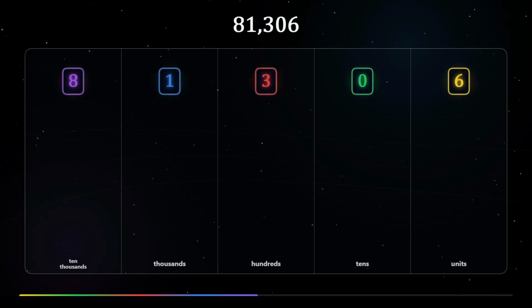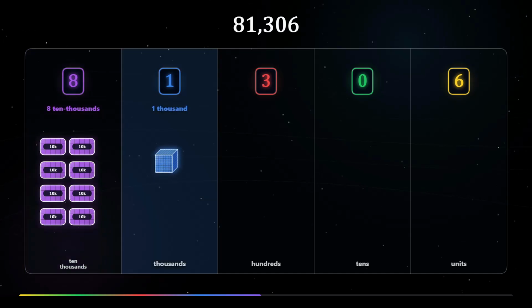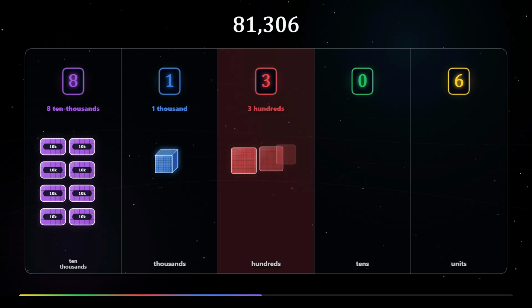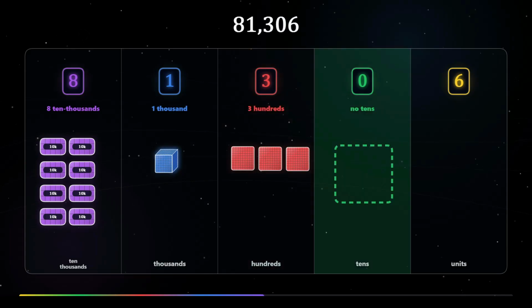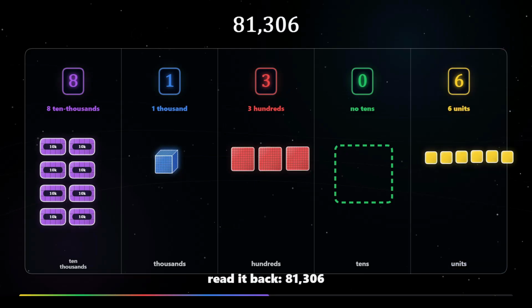81,306. The 8 is in the 10,000 place, so use 8 10,000 blocks. The 1 is in the thousands place, so use 1,000 cube. The 3 is in the hundreds place, so use 300 flats. The 0 is in the tens place, so use no 10 rods. The 6 is in the units place, so use 6 unit cubes. Read it back, 81,306.